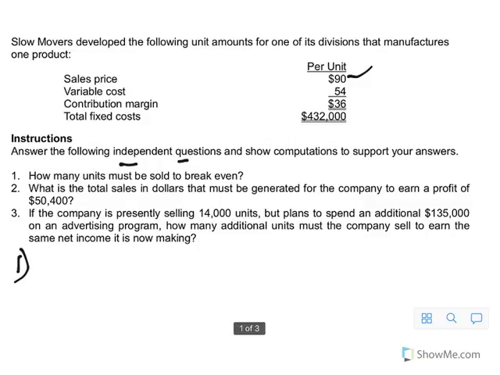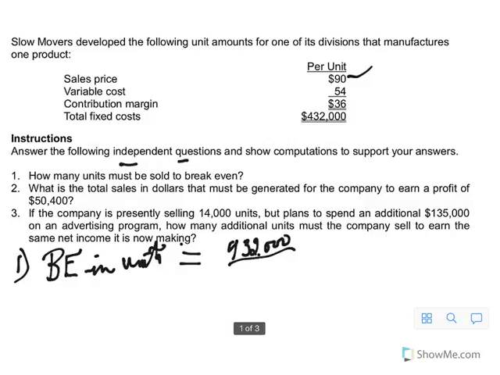Number 1, break even in units, is equal to the fixed cost, 432, divided by the contribution margin per unit, which is 36, and you get then 12,000 units.